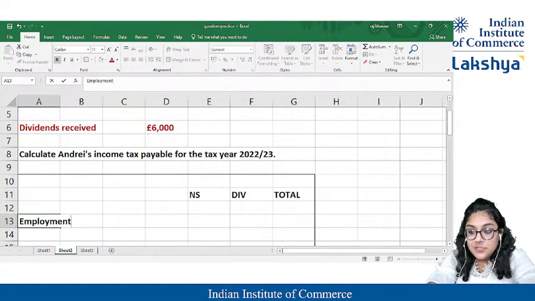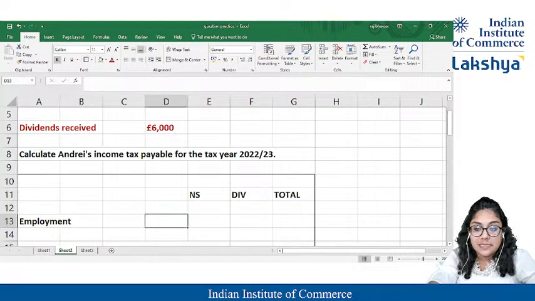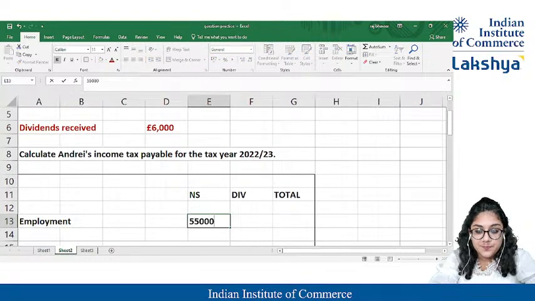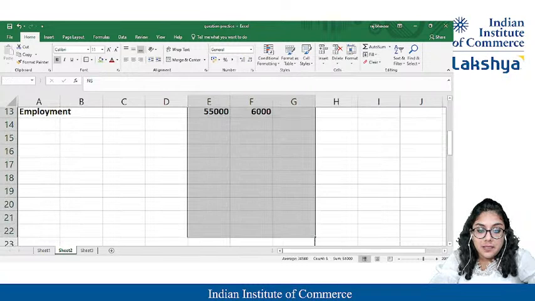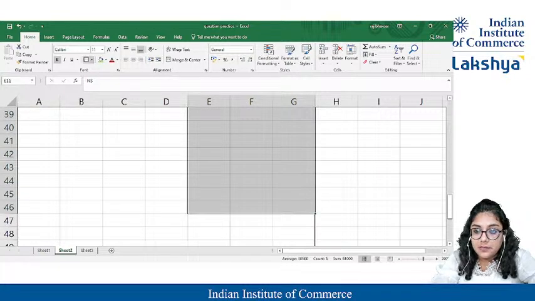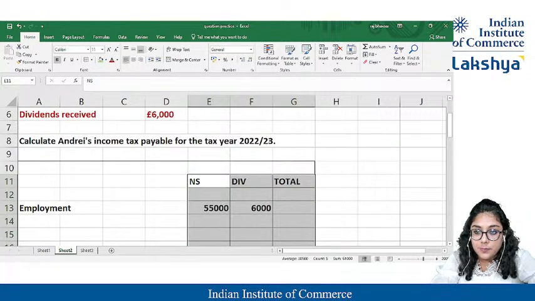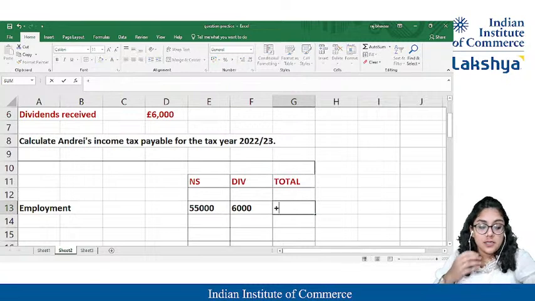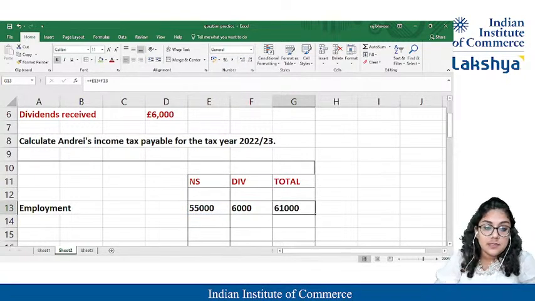What is the first, employment income? Employment income which he is getting is non-saving income. It's 55,000. Dividend income she is receiving 6,000. I can make everything over here double, and over here make it this. Okay, I get the total. So my total income over here turns out to be 61,000.